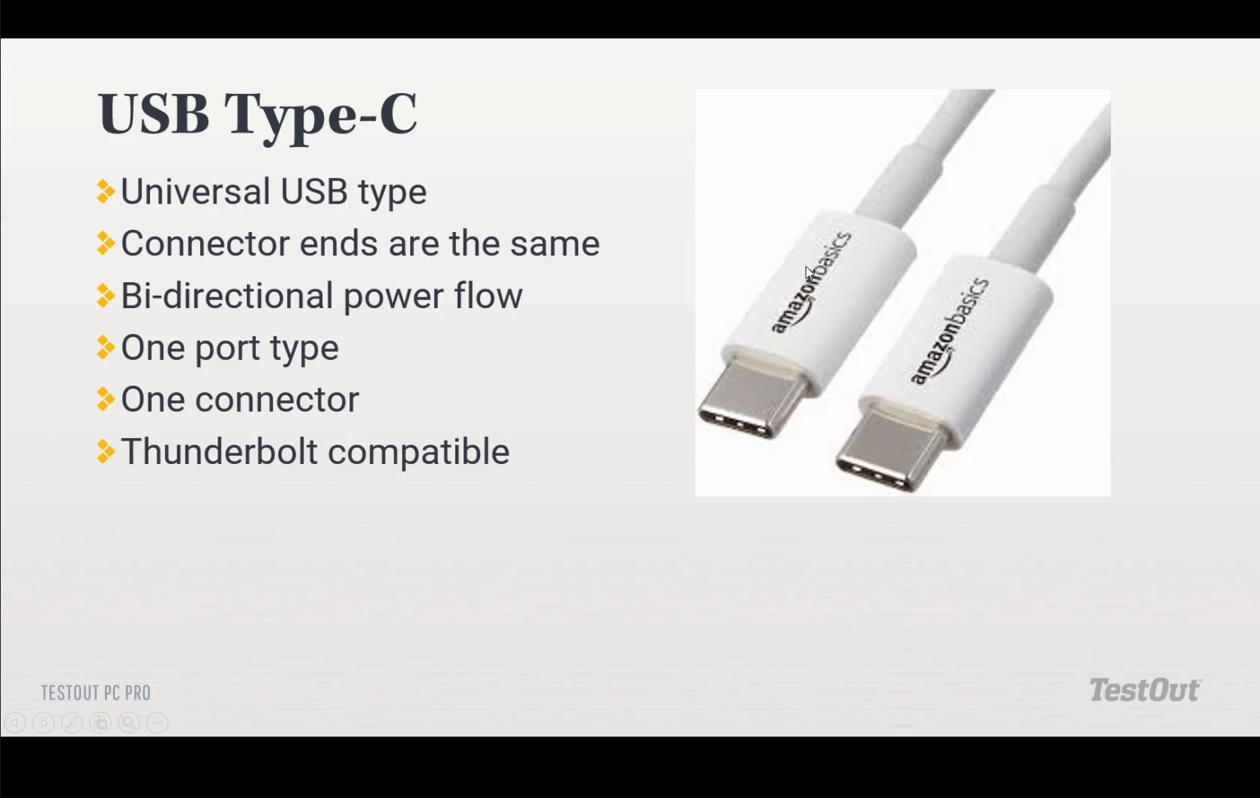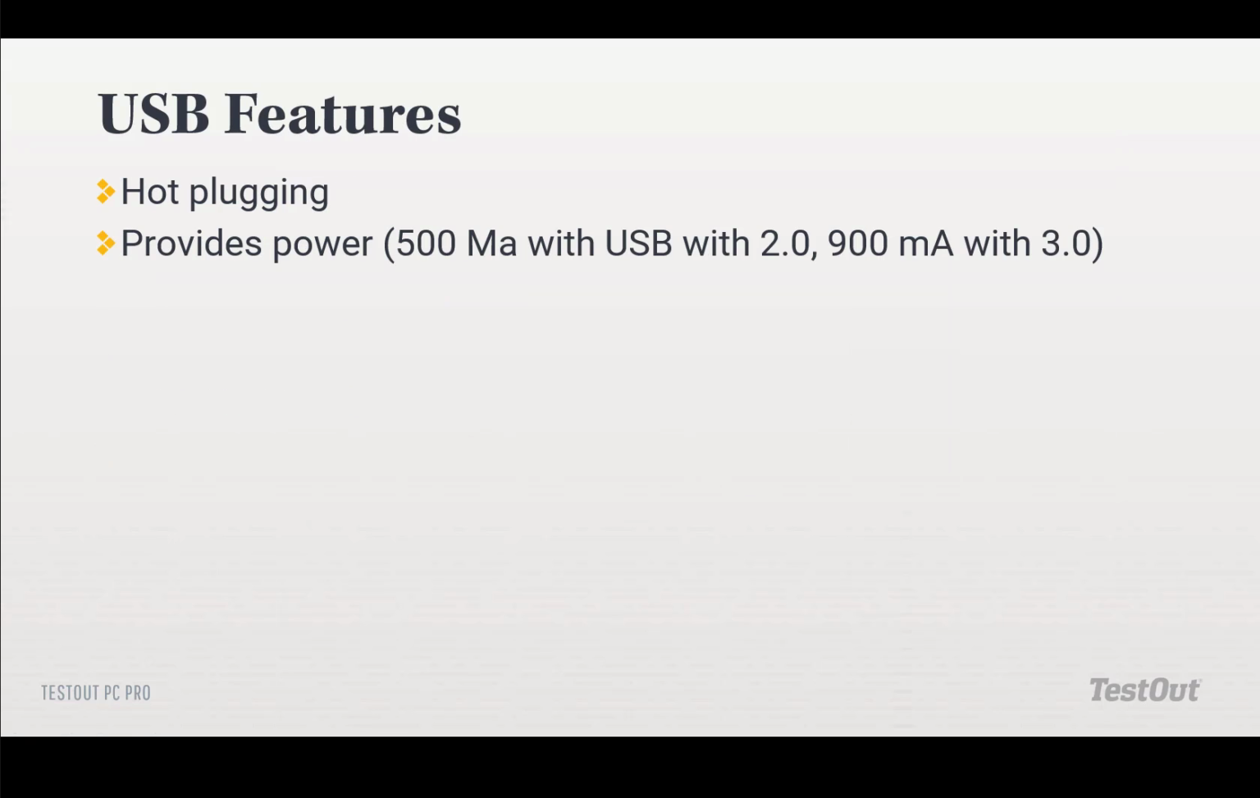So here's an example of an Amazon listing that has C to C. And then we'll take a look at a couple cool features that you should know about: the ability to connect and disconnect when the device is powered on. That is called hot plugging. A second feature you should be aware of is the ability to power over the connection.